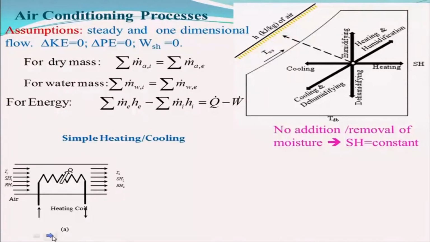So the specific humidity will not be changing. Why? Because you are not adding any water vapor into the system. So therefore, specific humidity will be remaining constant. But then what happens to relative humidity? And what will happen to the dry bulb temperature? Definitely, because you are adding heat, there will be an increase in temperature, right?